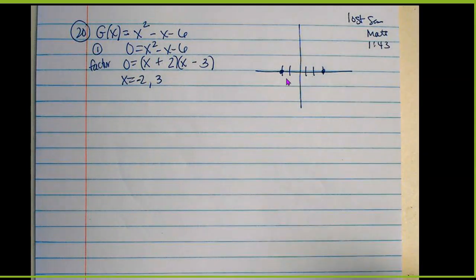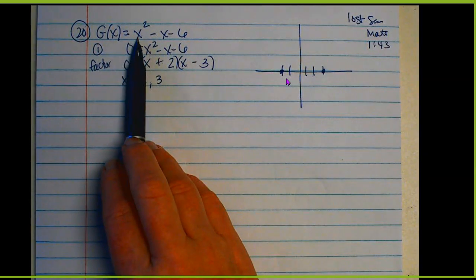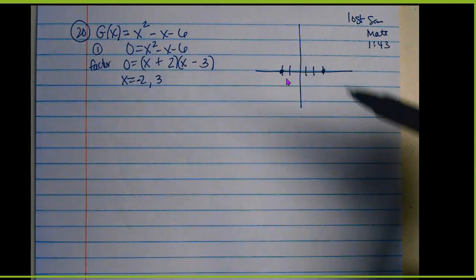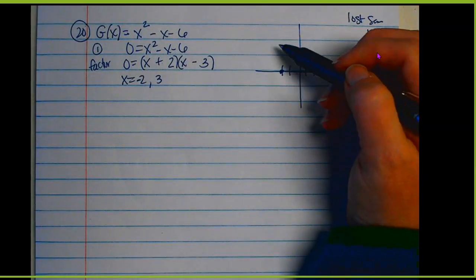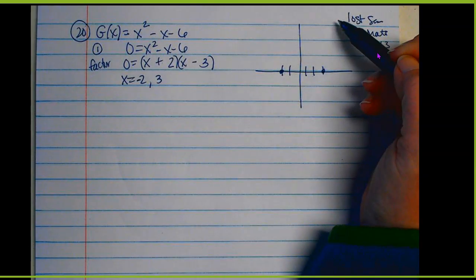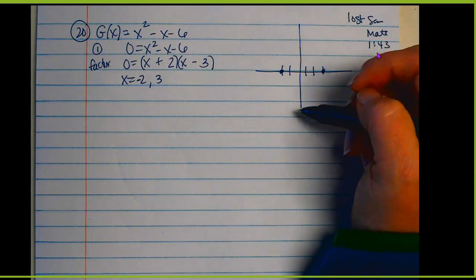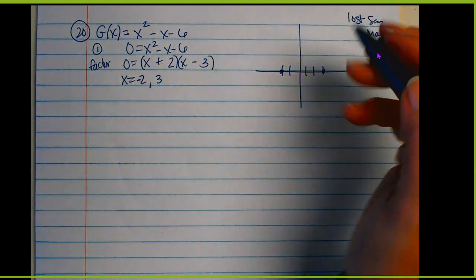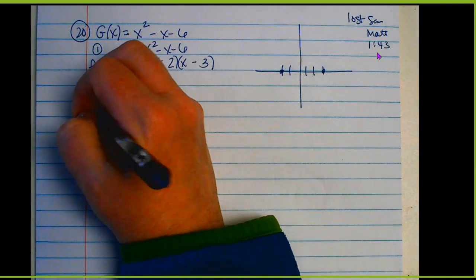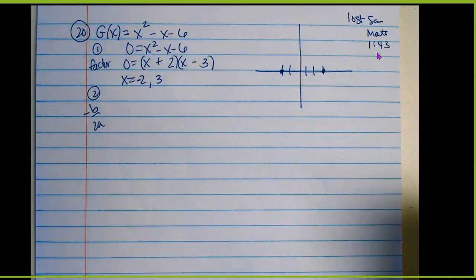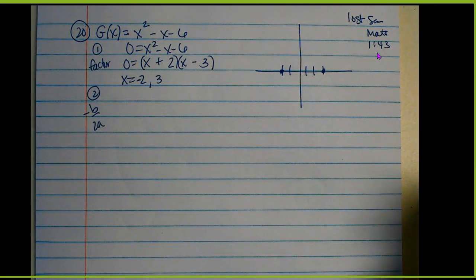Okay. And I know my parabola goes up because this is positive. So I know it does something like this right here. But I need to know where it turns around. So number 2 is to find -b over 2a. That's going to be a fraction again.